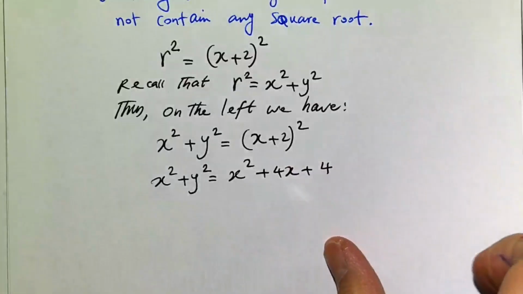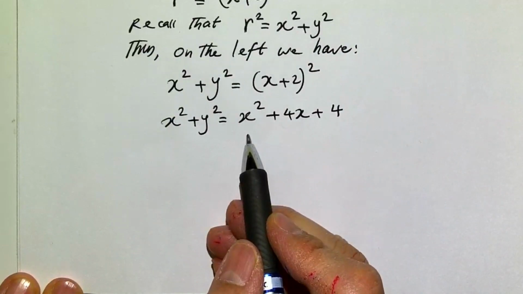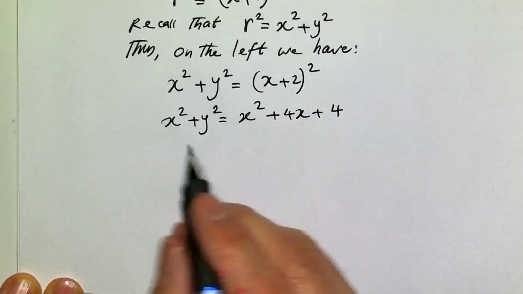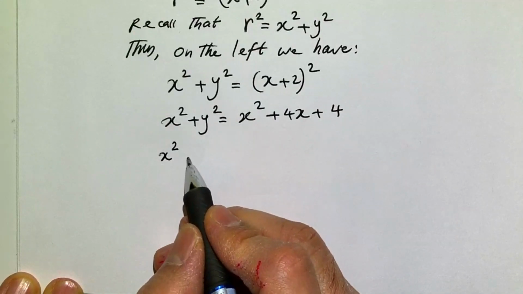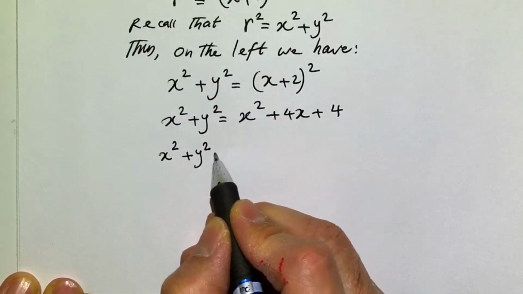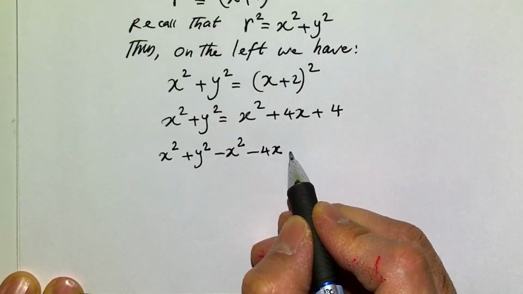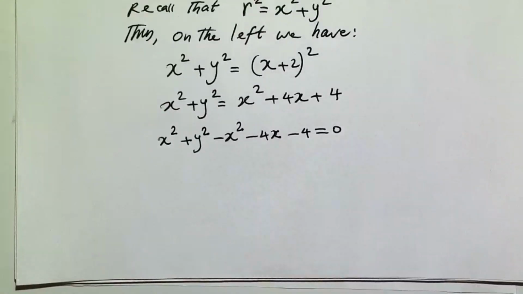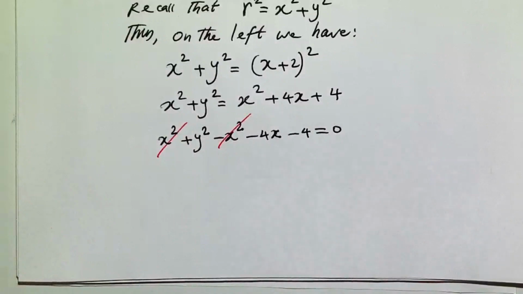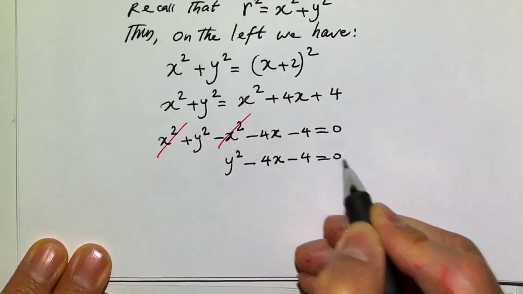Now let's combine things. If you move everything to one side, well, let's do this. So if we have x squared plus y squared minus x squared minus 4x minus 4 equals 0, we can then cancel out these two. We end up with y squared minus 4x minus 4 equals 0.